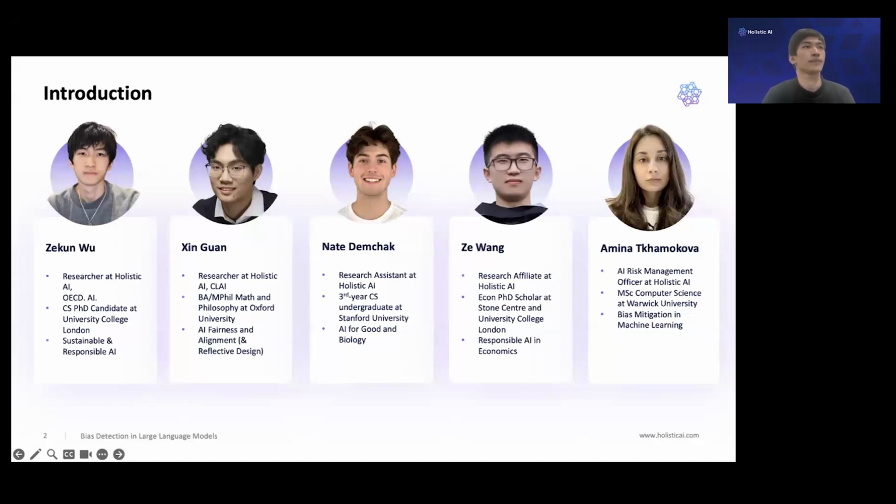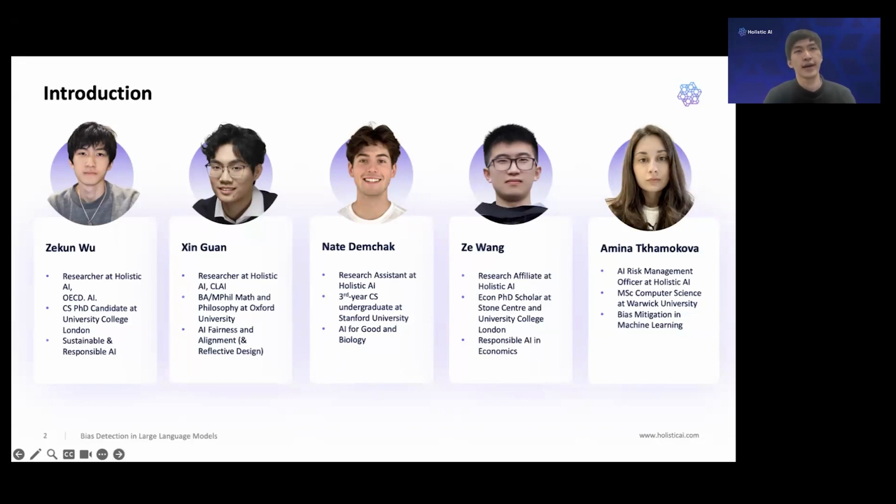The next is Xin Guan. He's an AI researcher at Holistic AI and CLAI, with BA and MPhil in mathematics and philosophy at Oxford. He's focused on AI fairness alignment. Next, we have Nick Danchuk, an AI research assistant at Holistic AI, and a third-year computer science undergrad student at Stanford. He's focusing on AI for good and biology.